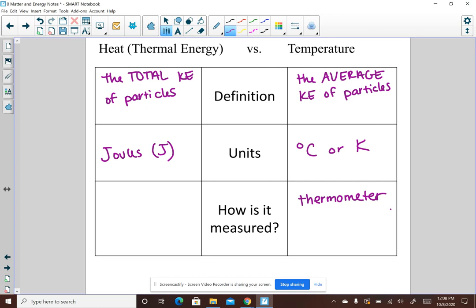Okay. And then for heat, it has to be actually calculated. And there are 3 different formulas for calculating heat, and we're going to get to those in our next video. But I just want you to know that there's no instrument to measure how much heat something has. Measuring its temperature is not saying how much heat it has. Okay, so we're going to get to that in our next video.